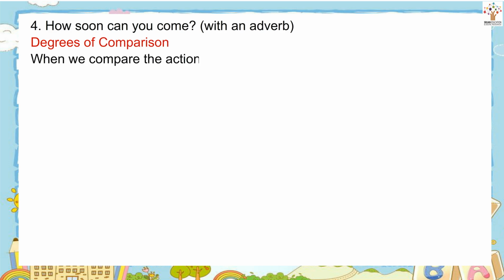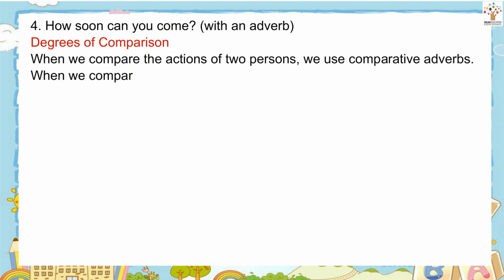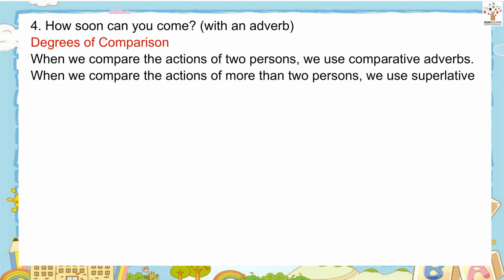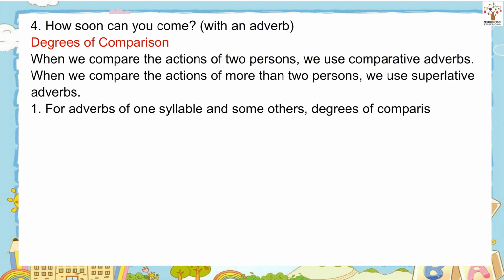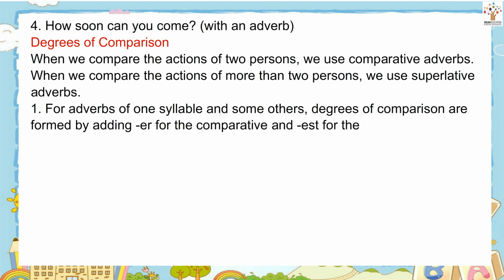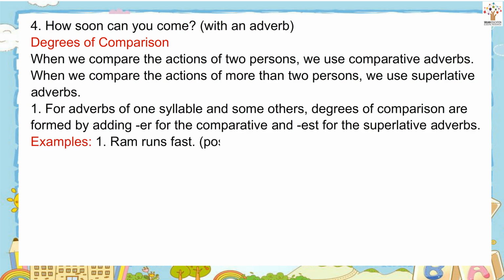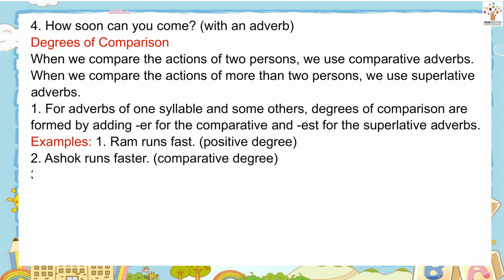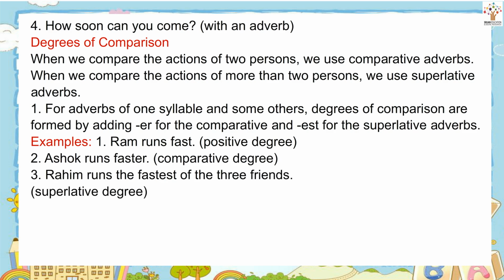Degrees of comparison. When we compare the actions of two persons, we use comparative adverbs. When we compare the actions of more than two persons, we use superlative adverbs. For adverbs of one syllable and some others, degrees of comparison are formed by adding er for the comparative and est for the superlative adverbs. Examples: Ram runs fast, positive degree. Ashok runs faster, comparative degree. Rahim runs the fastest of the three friends, superlative degree.